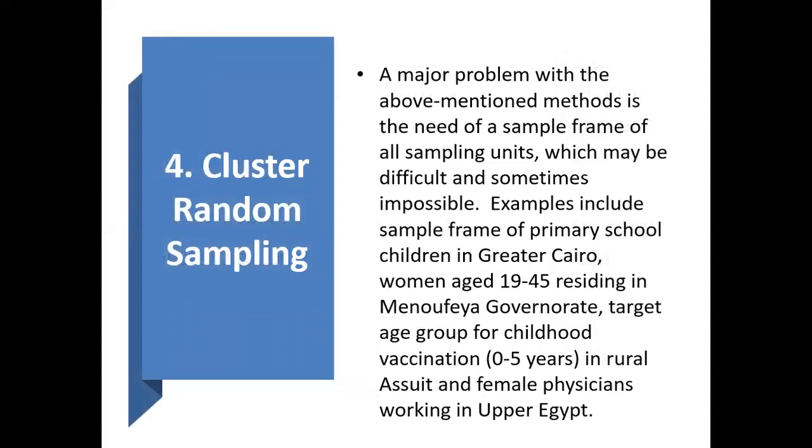Number 4, cluster random sampling. A major problem with the above mentioned methods is the need of a sample frame of all sampling units, which may be difficult and sometimes impossible. Examples include a sample frame of primary school children in Greater Cairo, women aged 19 to 45 residing in Menofia Governorate, the target age group for childhood vaccination from 0 to 5 years in rural Asyut, and female physicians working in Upper Egypt.